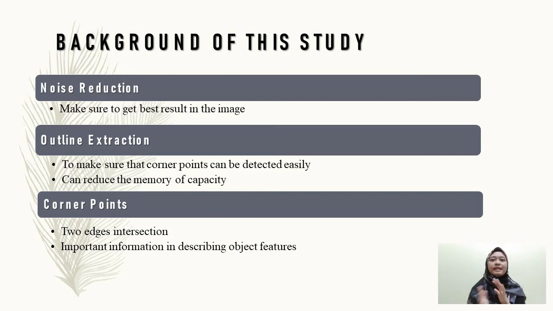Corner points. The corner points are the vertices of the visible region. Each corner point is the intersection of two lines, but not every intersection of two lines is a corner point. Corners in an image represent important information in describing object features, which act as an important and valuable role in image processing.